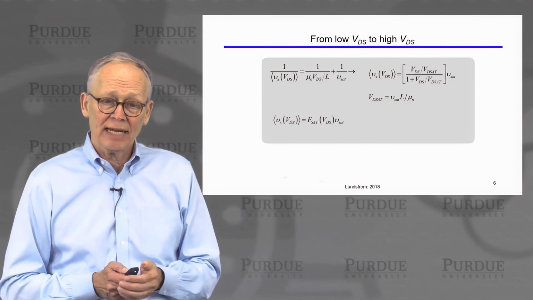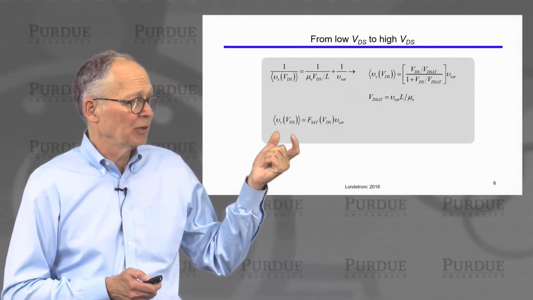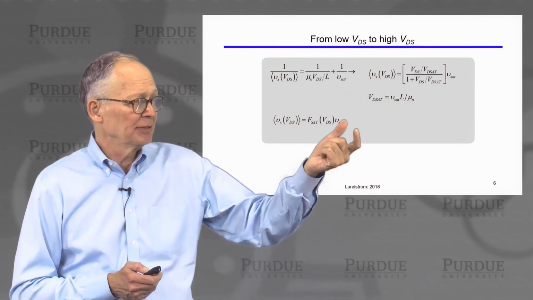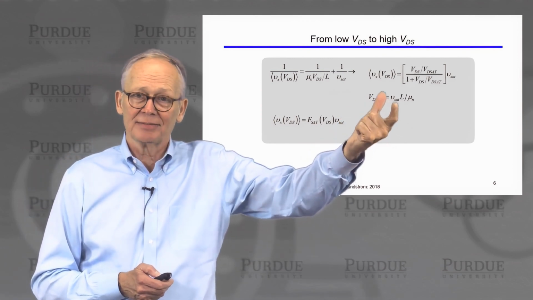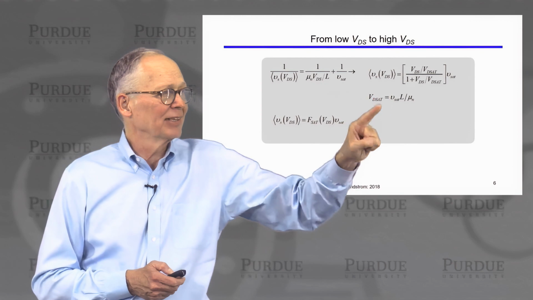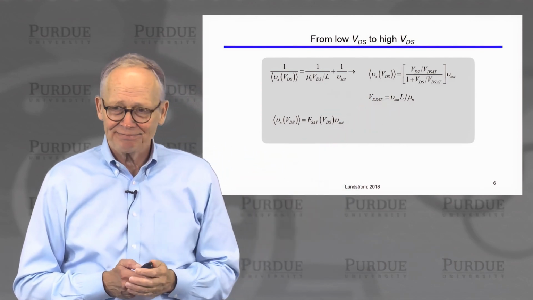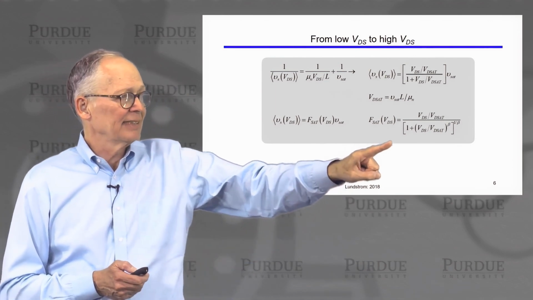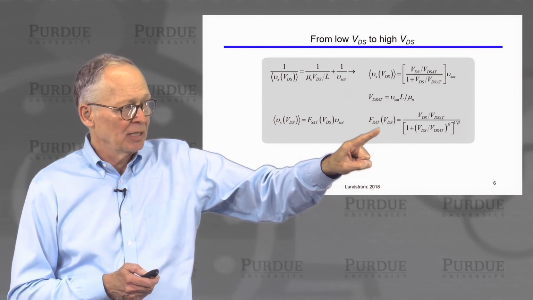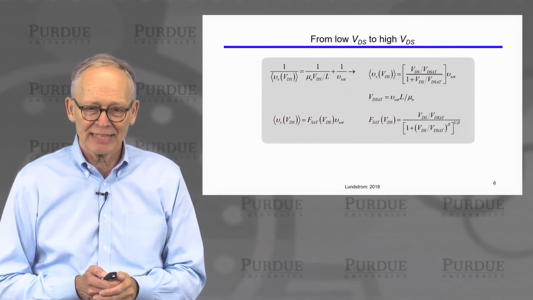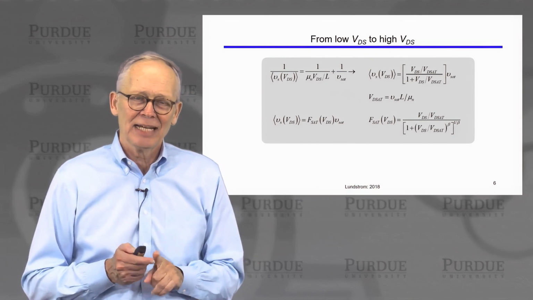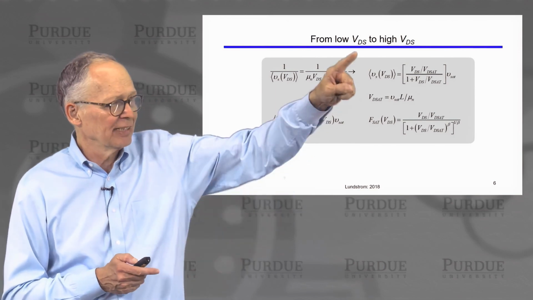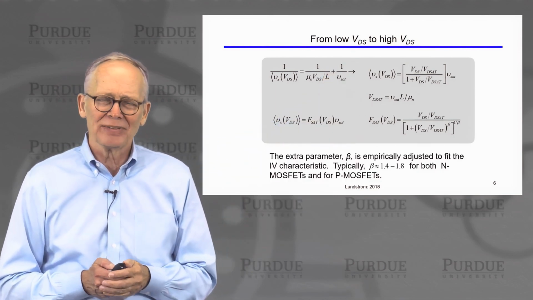With this expression, we can write the average velocity as a function of the drain-to-source voltage times Vsat. The function is just the business over here in square brackets. That function we'll call Fsat. That's the velocity saturation function that takes us smoothly from the low drain-to-source voltage to the high drain-to-source voltage. And you can see that I've added a parameter called beta. It was 1 when we did this initially, and now I'm going to allow it to have some numerical value.